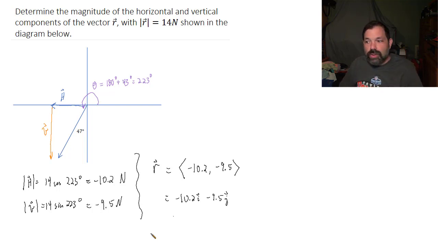Okay, so if you're going to use this idea, you've got to make sure that you're thinking of the angle in its standard form, standard position. So I didn't use the 47. I used the angle from standard position as we've described since almost day one of the course.